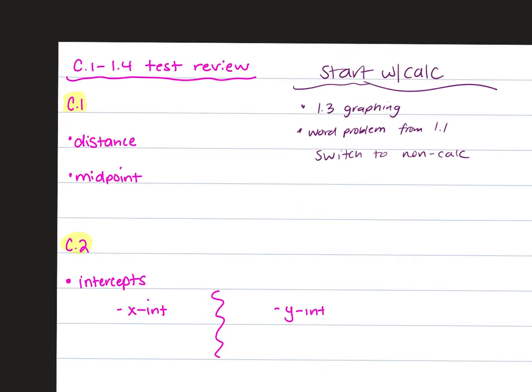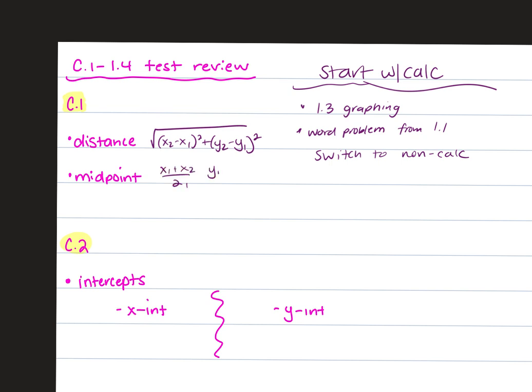All right, so in C.1, we talked about the distance and the midpoint formulas, distance being the square root of x2 minus x1 squared plus y2 minus y1 squared, and midpoint being x1 plus x2 over 2 and y1 plus y2 over 2. And then we applied those in the circles, we applied those in classifying triangles, that kind of stuff.